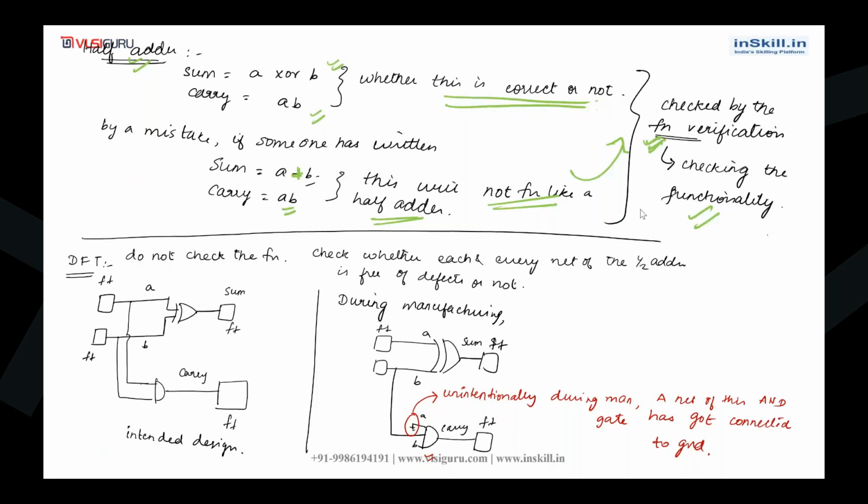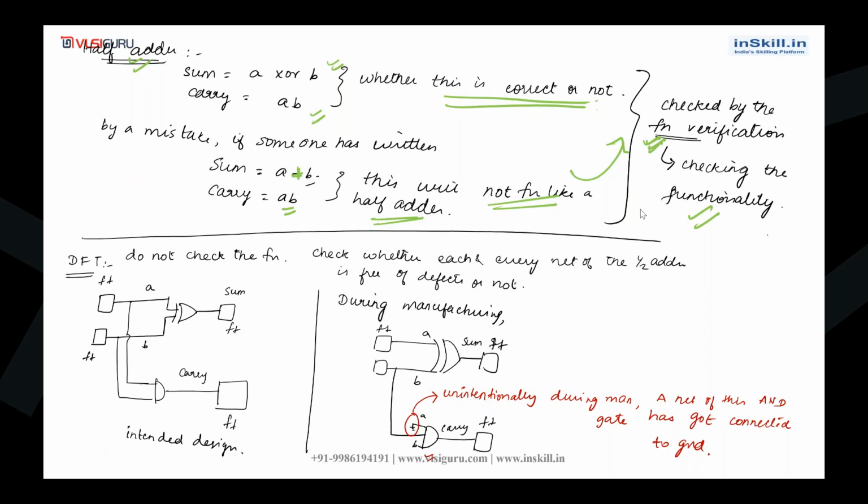If you consider a half-adder design, sum is equal to A XOR B, carry is equal to AB, whether that is correct or not. So by mistake, if someone has written sum is equal to A plus B, then that will not function like a half adder. Those things will be checked by the functional verification team. They will be checking the functionality.